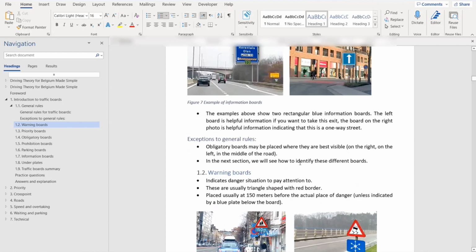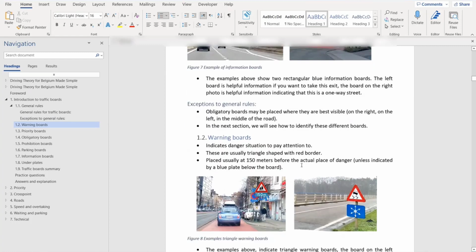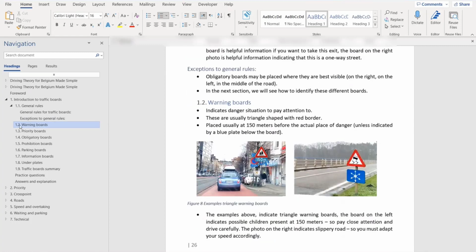In the next section, we will see how to identify these different boards. So very important and very interesting. And once you know this, you will be able to answer a lot of questions in the exam. Just looking at the board, you know what the board is about. You can rule out some options and just select the right option directly. Okay, so as you can see here, we will talk about all these boards.